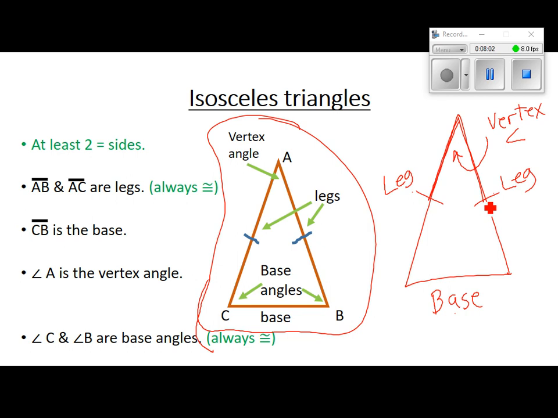The other two angles that are down here and they surround the base are called base angles. Real difficult. They're called base angles. So those two angles are called base angles. In an isosceles triangle, we always know that the base angles have to be congruent. So you have the vertex angle, you have the two base angles, and the base angles have to be congruent, the legs have to be congruent, and then you have the base. Isosceles triangle.